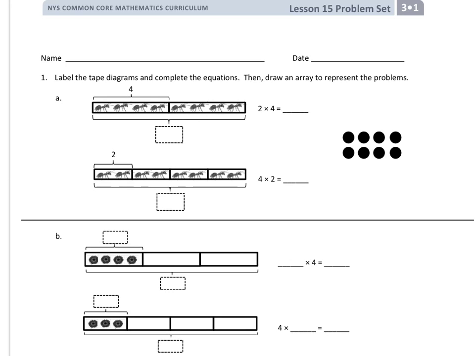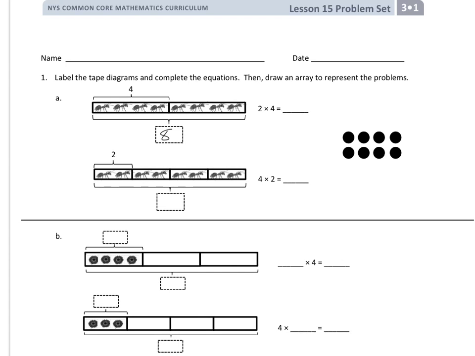Problem 1 says label the tape diagrams and complete the equations. Then draw an array to represent the problems. So, letter A, we have a tape diagram that has 4 in each section, and there are 2 sections. So we can see that each section is worth 4, so the whole entire thing, or my total, would be 8. And you can see that we're kind of taking a step back from our labeling to where we don't have 2 labels for each part like we have been.